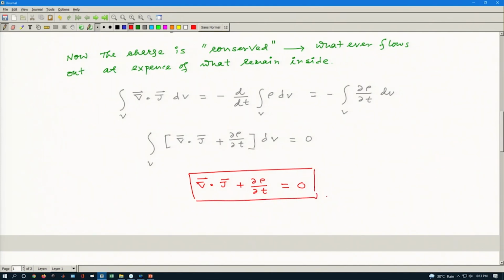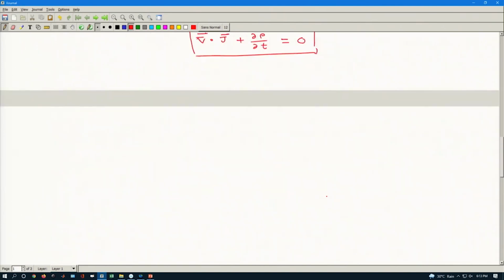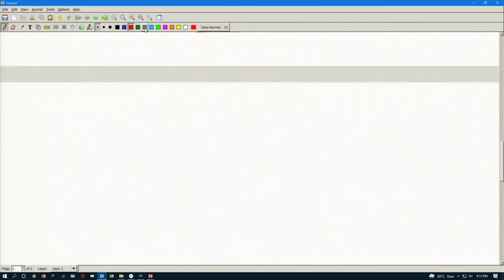But why is this continuity equation required here? So, let us now consider the steady current. So, for steady current what happens?